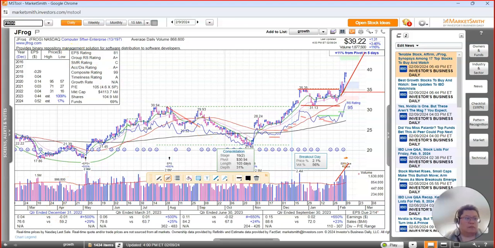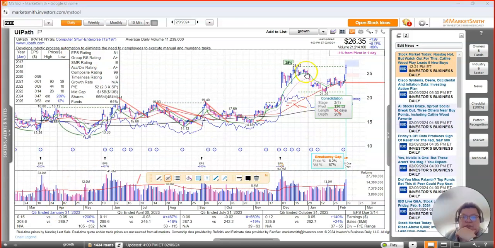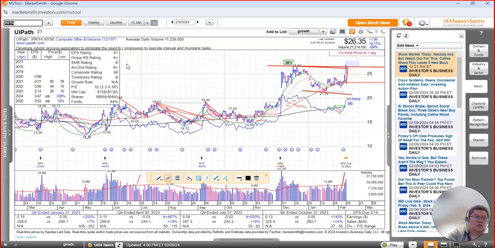It just keeps climbing. So UiPath also is starting to move as well. So this is the base right here. Thursday, Friday, you can see that move right there. Volume also climbing. So those are all good signs as it's trying to break out right now. So looks really good.